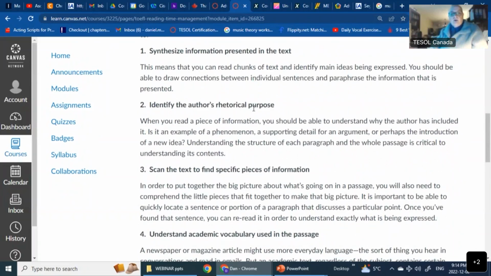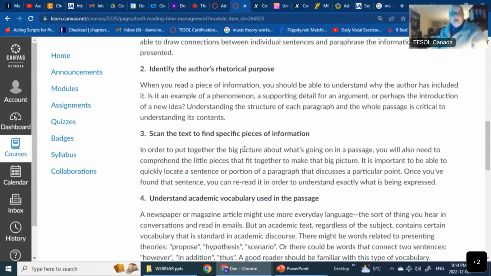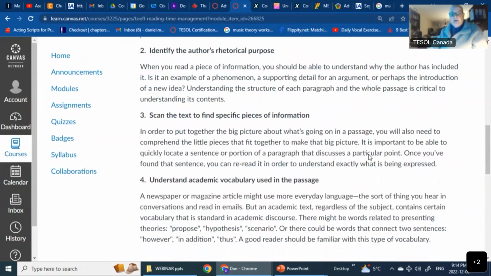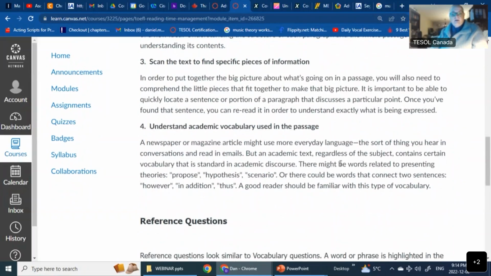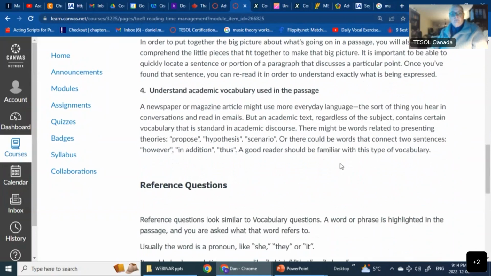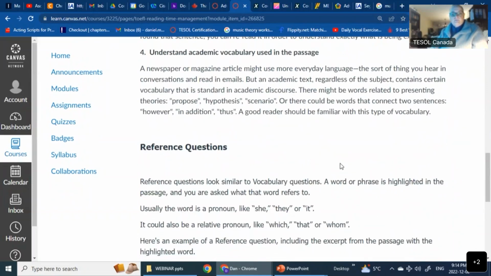Identifying the author's rhetorical purpose. We read about that up above a little bit a few moments ago. Scan the text to find specific pieces of information. Scanning and skimming through text is a very valuable skill to be able to do, so you can get a quick overview of the information that you're dealing with, regardless of the subject.